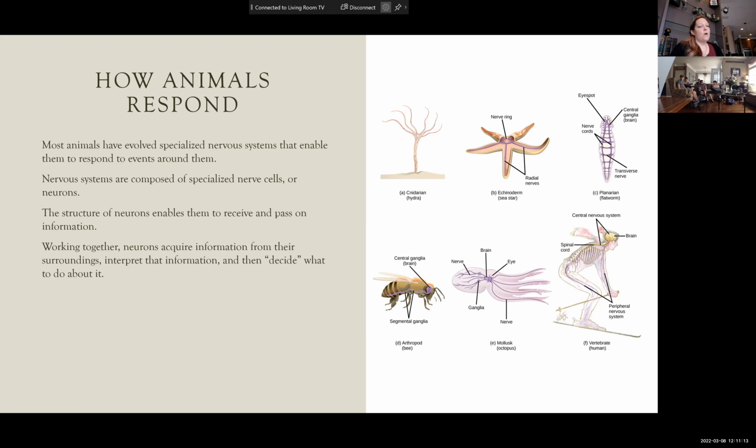But yeah. So the structure of neurons enables them to pass information, which we're going to talk more about when we do the human nervous system.